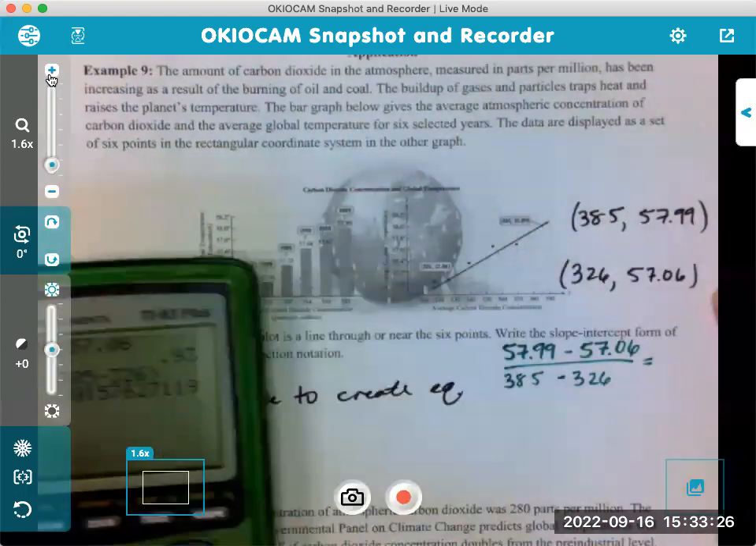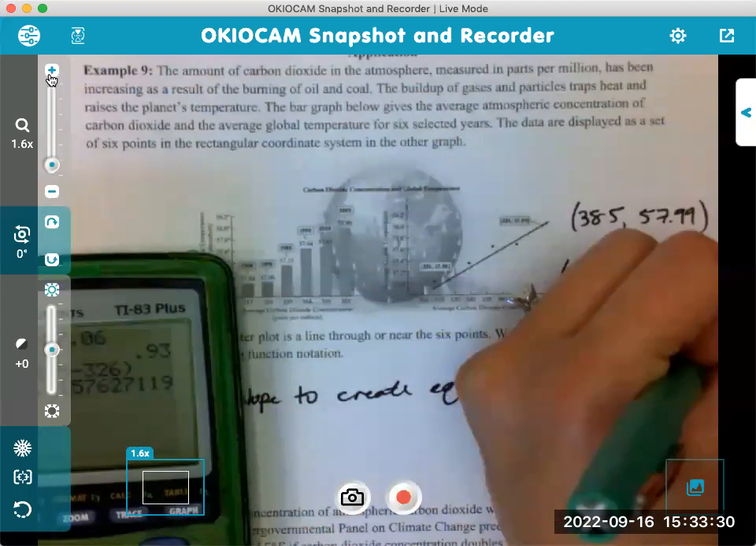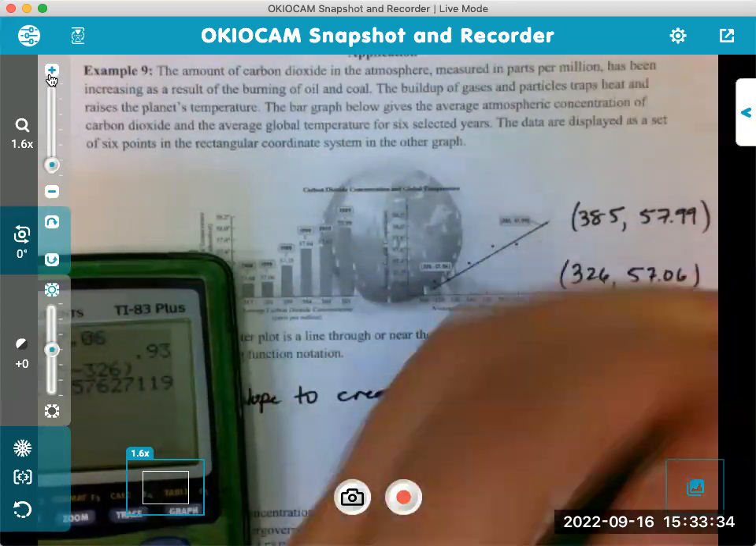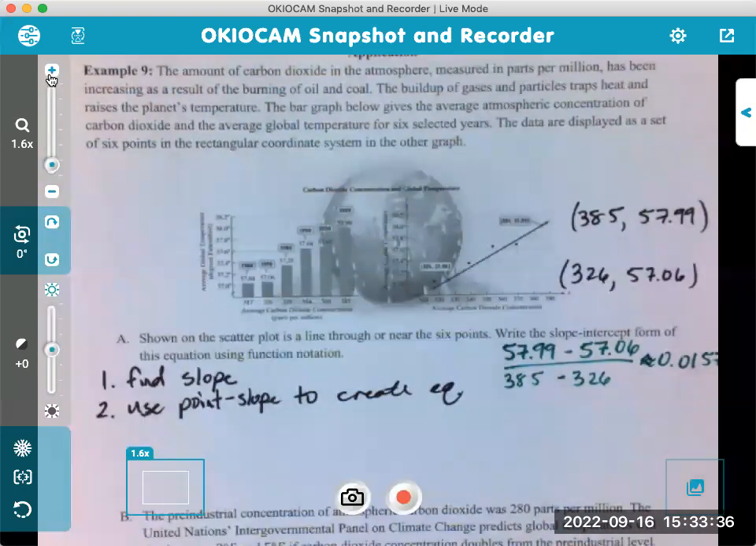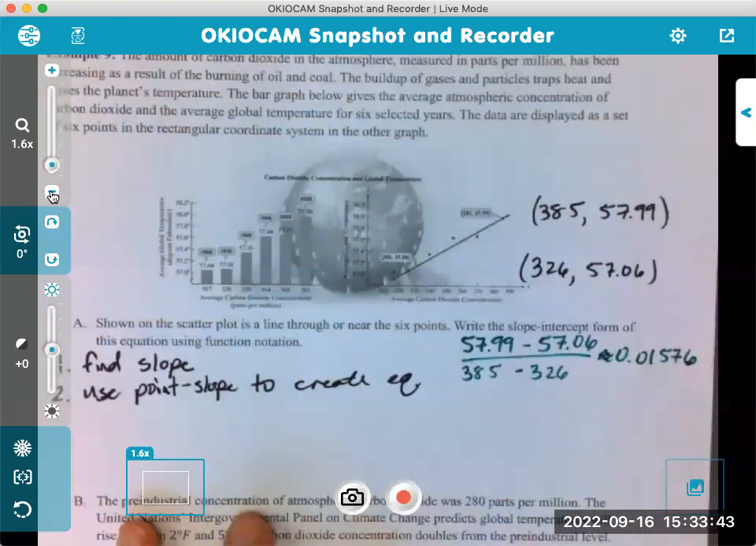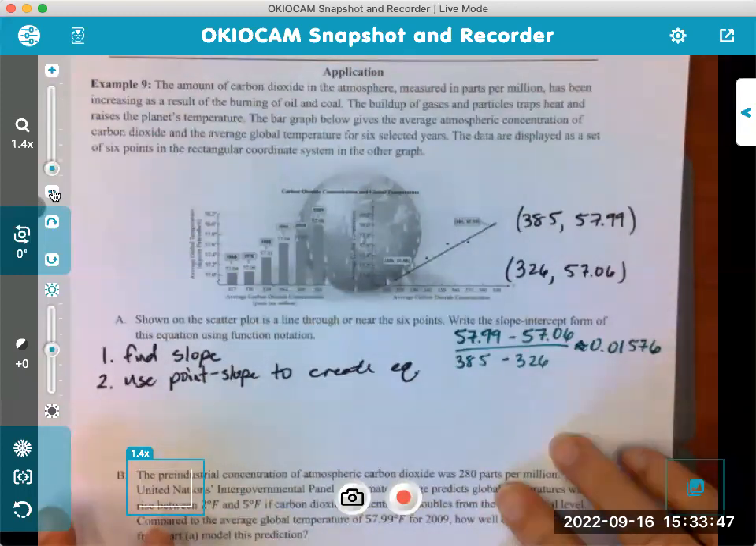0.01576. When it doesn't tell me where to round, I just like to round pretty far out. All right, so here's my slope right there. Let me zoom back out. There's my slope. So now we just need a point.